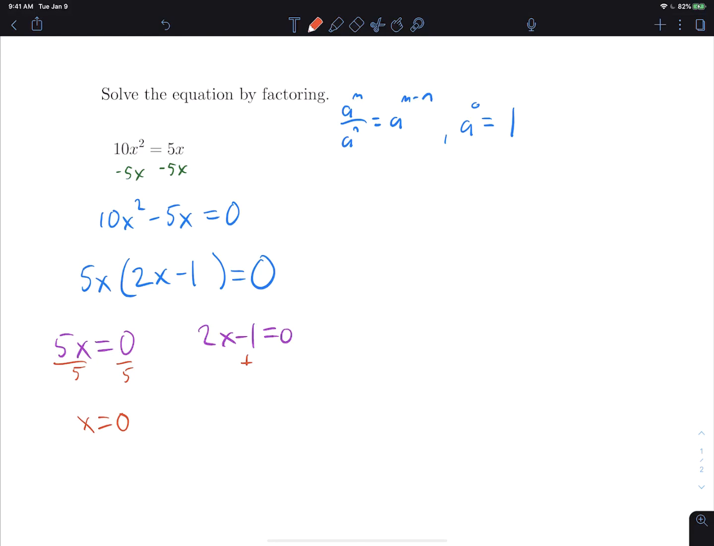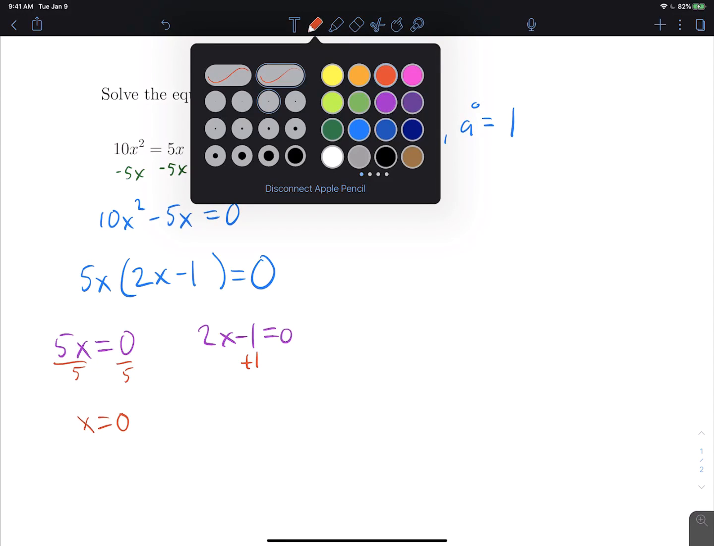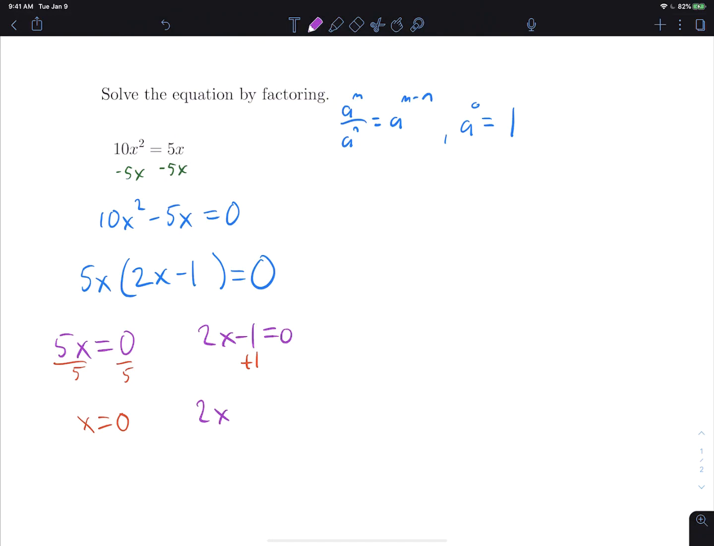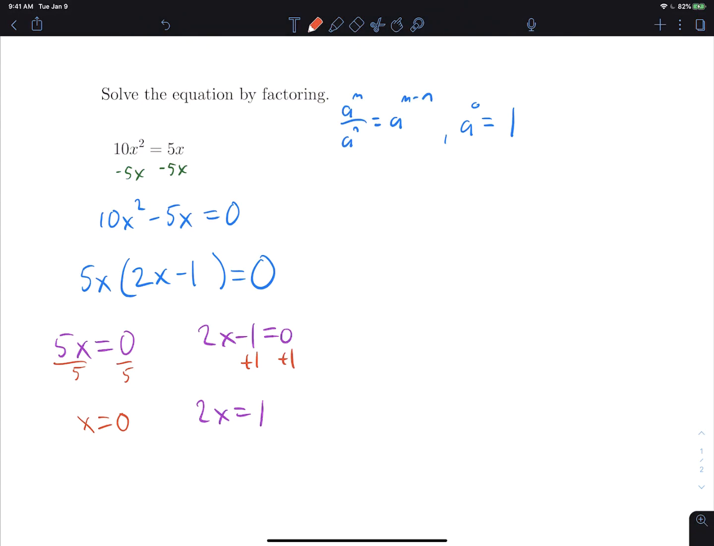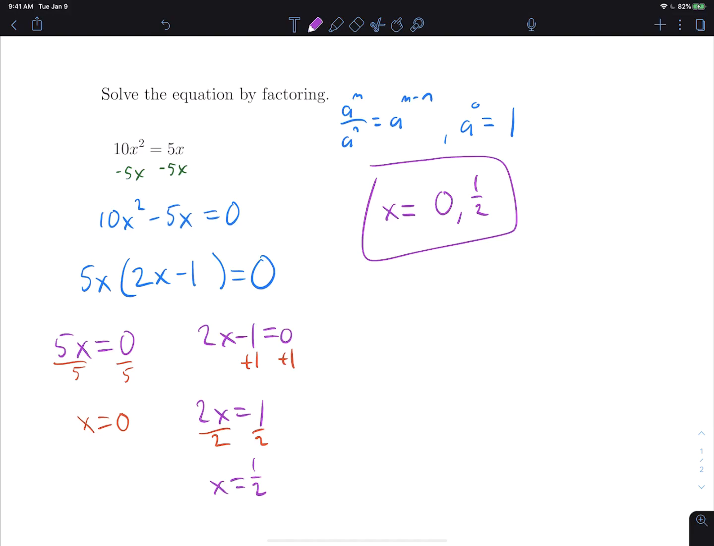So here, we're going to add 1 first, which gives me 2x equals 1. And then divide by 2, which of course gives me x equals 1/2. So the solution here is x equals 0 and 1/2. There we go. I believe that's it.